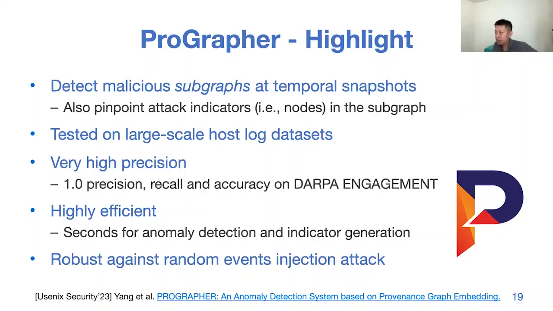This time we test our system on host log datasets, but the modeling is similar. We're able to achieve really high precision, measured on the classification of subgraphs. We can get perfect precision and accuracy on this DARPA engagement dataset. It's also highly efficient, and we tested some adversarial attacks, and it's robust in those cases.